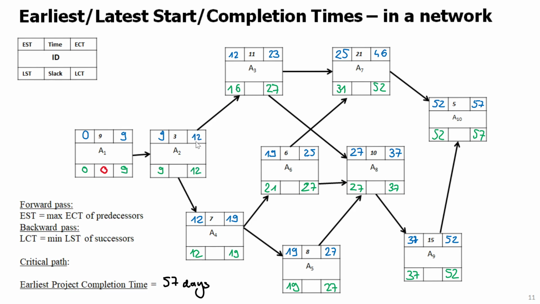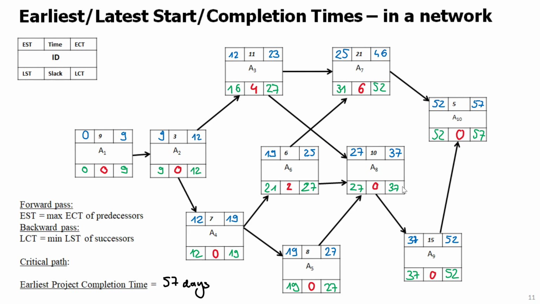Here the same thing, 12 minus 12 or 9 minus 9, it's always the same difference. This will be 0. Here, 0. But here, 27 minus 23 is 4, or if you like, 16 minus 12, it's also 4. So slack is 4. Here, slack is 6, right? Here, slack is 2. Here, 0. Here, 0. Again, here, 0. And here, 0, right?